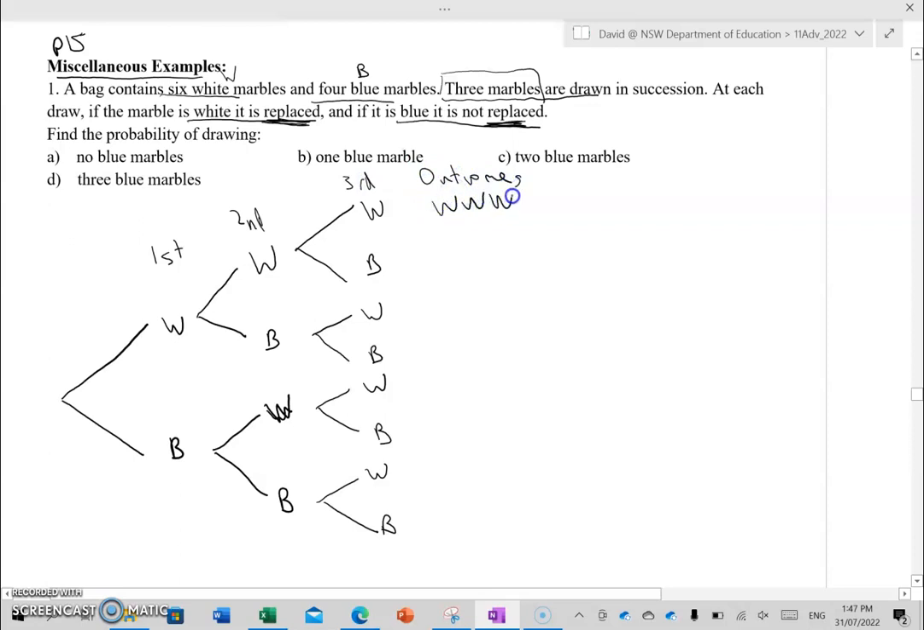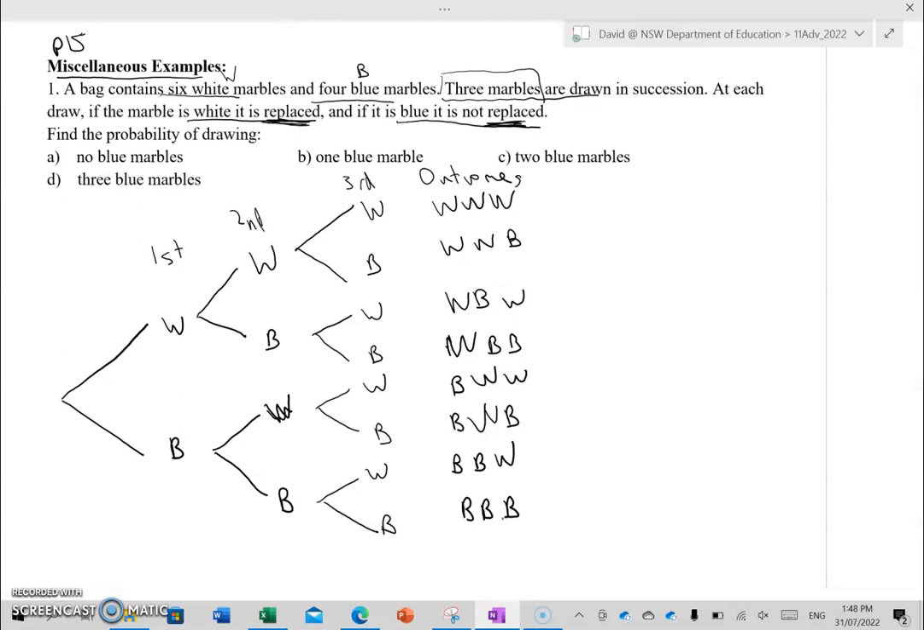So going across: white, white, white; white, white, blue; white, blue, white; then going down to blue: white, white, blue, blue, blue, white, white, blue, white, blue, blue, blue, white, and blue, blue, blue. So that's all my options. And you'll see there's 8 outcomes there. Okay, they're not all equally likely. We need to put the probabilities on them.